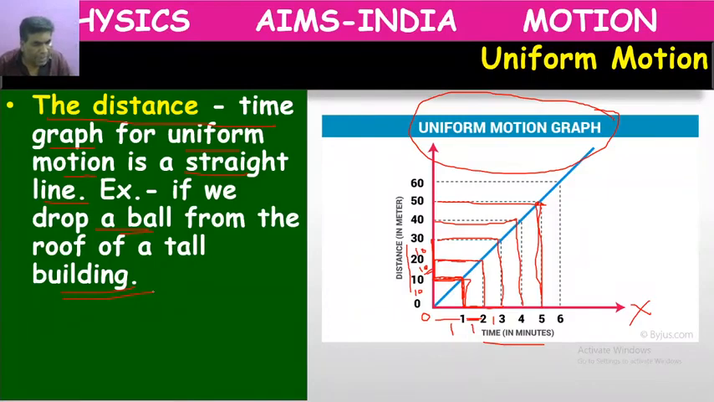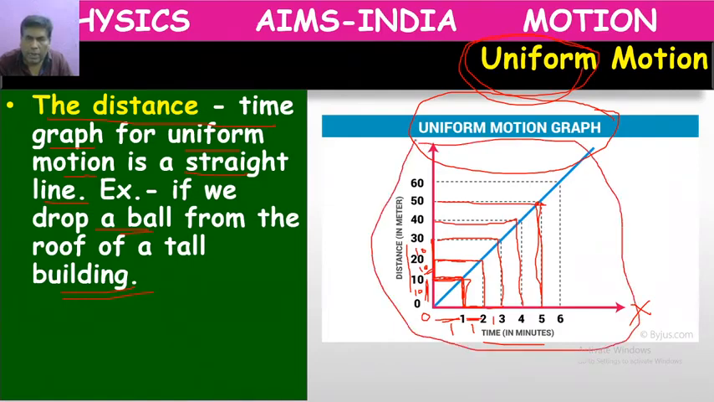Somebody is asking, explain again, sir. Okay, uniform motion means in equal intervals of time, it travels an equal amount of distance. Then we can say that it is uniform motion. Throughout the graph, the body is traveling in 1 second, covering 10 meters. Like that, it is traveling in a uniform manner.